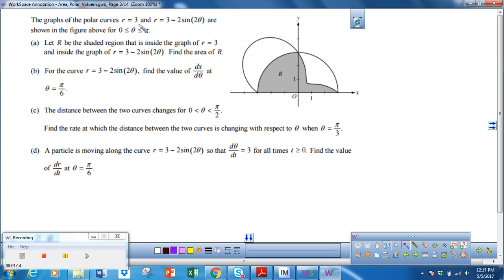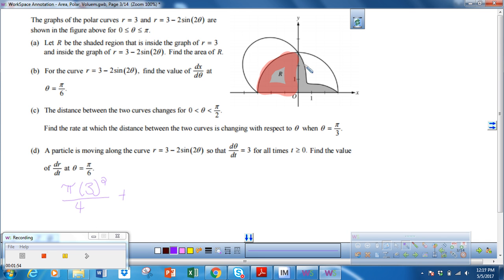They give you the two curves and let R be the shaded region inside of both curves. Well, one thing you want to recognize is that this curve to the left is simply a quarter circle. So this is just a quarter circle. So to find the area of this part of that graph, we can just use the formula for a quarter circle, which is pi r squared over 4. So this would be pi times 3 squared over 4.